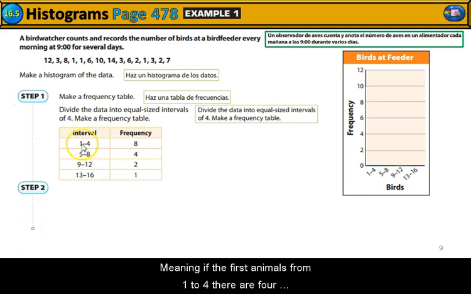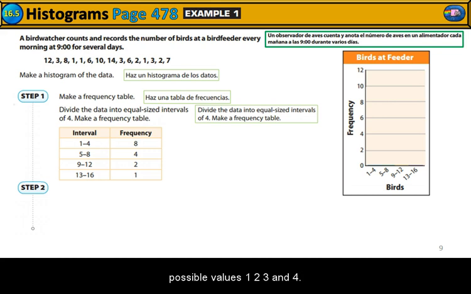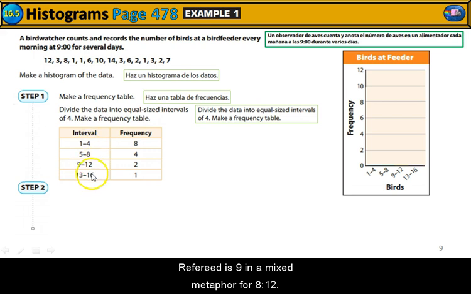Meaning, if the first interval is from 1 to 4, there are 4 possible values: 1, 2, 3, and 4. Right after 4 picks up with 5, and the next set of 4 ends at 8. Right after 8 is 9, and the next set of 4 ends at 12, and it continues. After 12 is 13, and again continuing with the pattern of 4s, 16.